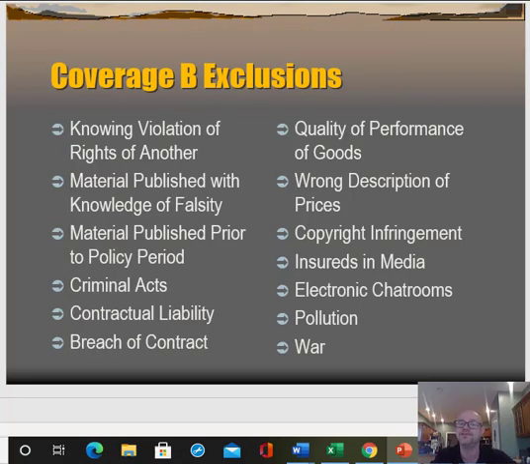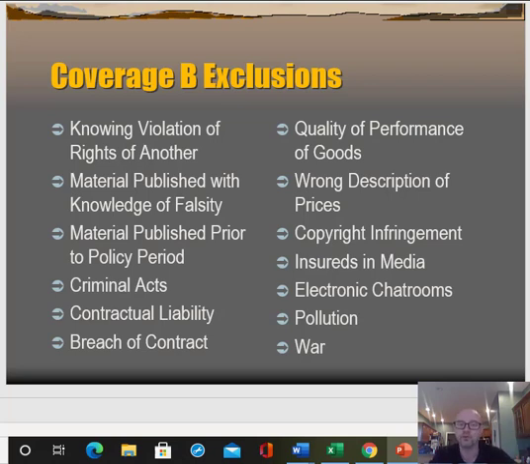We got a whole long list of exclusions here as well. And some of it is not surprising. So knowing violation of rights of another. So if you use somebody's copyright and you use somebody's trademark and you knew, it sounds like it's intentional, that's going to be excluded. Same thing if you publish something with libel or slander. Well, if you publish, technically we're talking about libel. If you knew it was false, same thing. That sounds intentional. That's a problem.